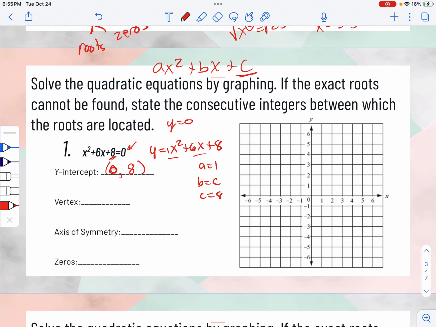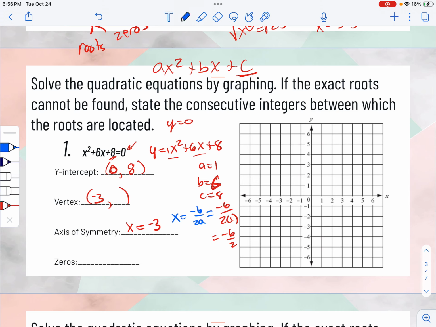So we can jump right into finding your x, or your axis of symmetry, and your x for your vertex. They're the same thing. And that's where we use the formula we did yesterday, negative b over 2a. So the opposite of b. And b equals 6 right here. So that's going to be negative 6 over 2 times a, and a is 1. So that's equal to negative 6 over 2. That's negative 3. So my x value of my vertex is negative 3.